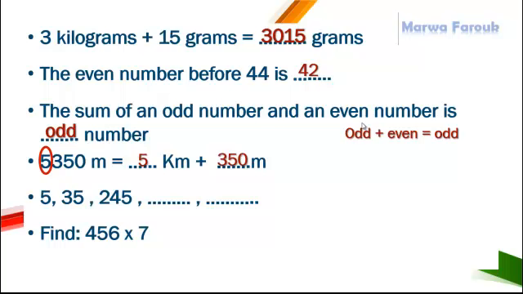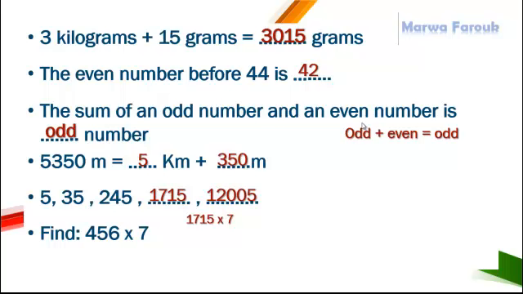Next one, complete in the same pattern: 5, 35, 245. Here is a big difference between each two numbers, so we are not going to subtract. We are going to think, 5 times what equals 35? Times 7. Excellent. So here 245 times 7 we got 1715. Again, we will multiply by 7. 1715 times 7 equals 12,005.